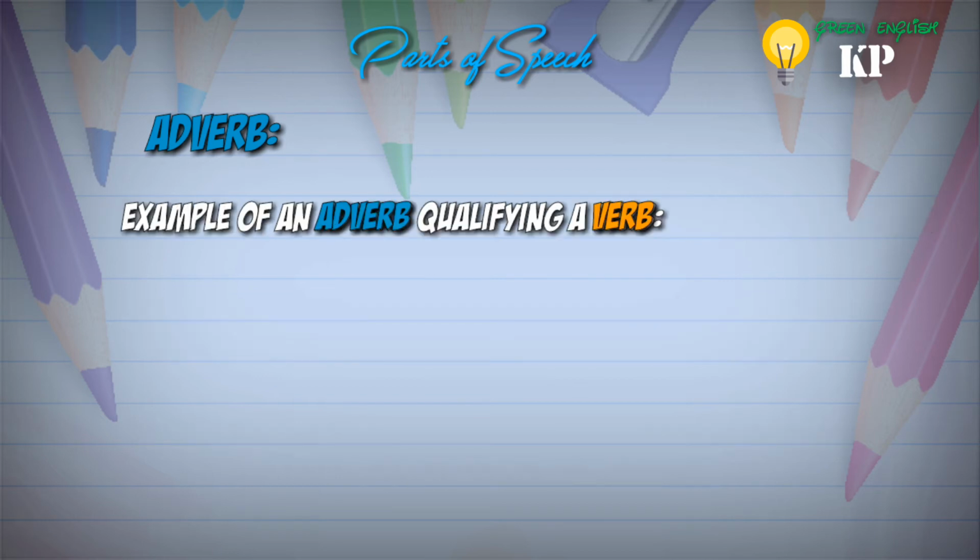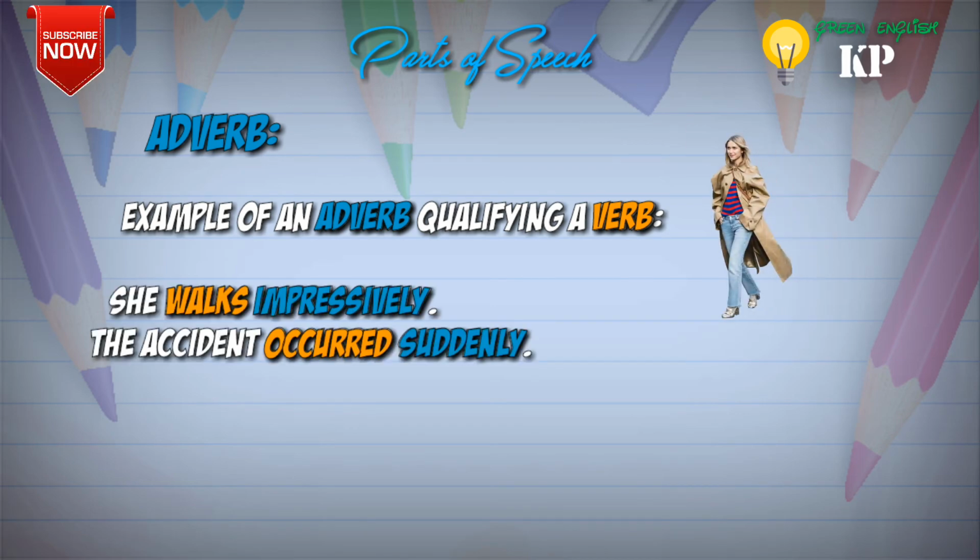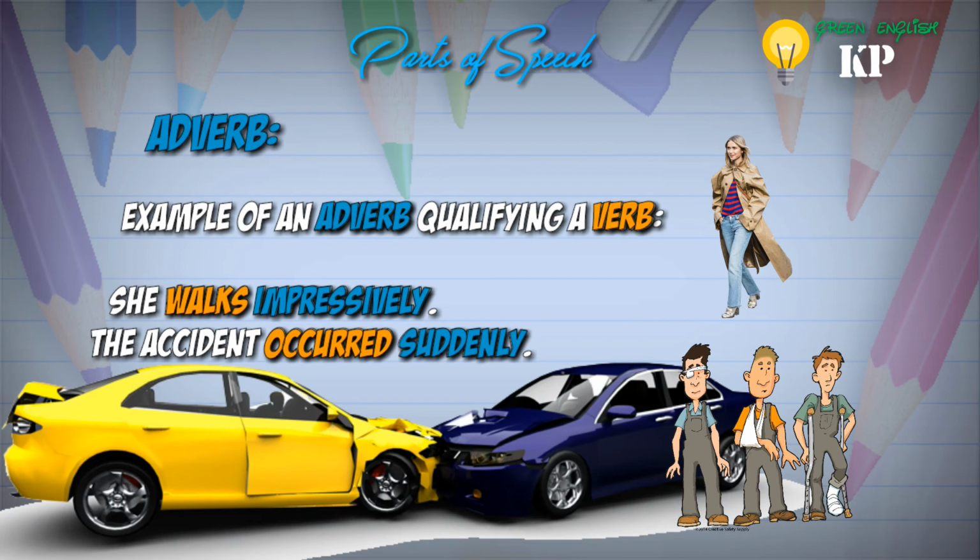Example of an adverb qualifying a verb: she walks impressively. The accident occurred suddenly. The word impressively is an adverb. It is describing the word walks, which is a verb. And in the second example, the word suddenly is an adverb. It qualifies the word occurred, which is a verb.